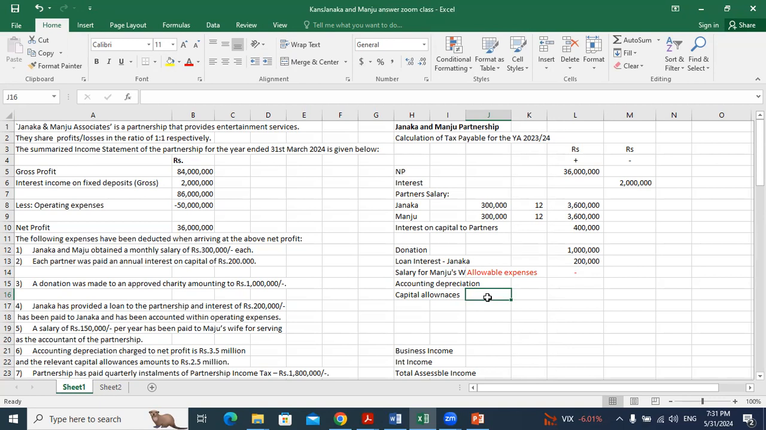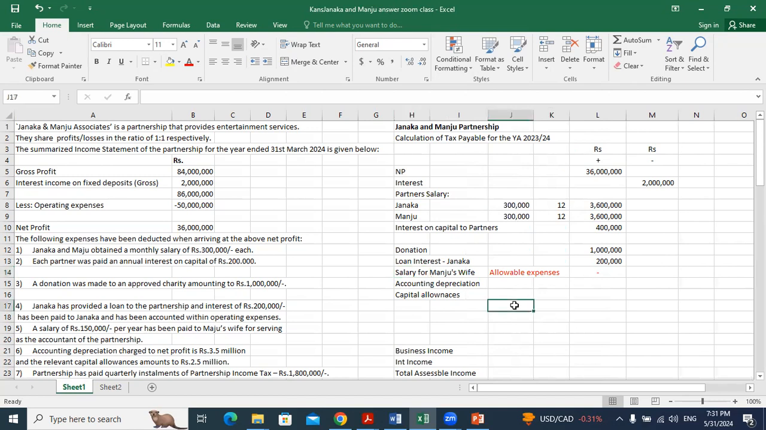Those are allowable expenses for partners, but you may have any other question. Any questions with respect to this one? Salary for Manju's wife. No questions. Only I have questions. I have questions, but without you raising the questions, I won't give the explanations. That is also not that reasonable. The point is, we have a class of maybe 300 around, only 30 people join. So we appreciate your presence in the class.